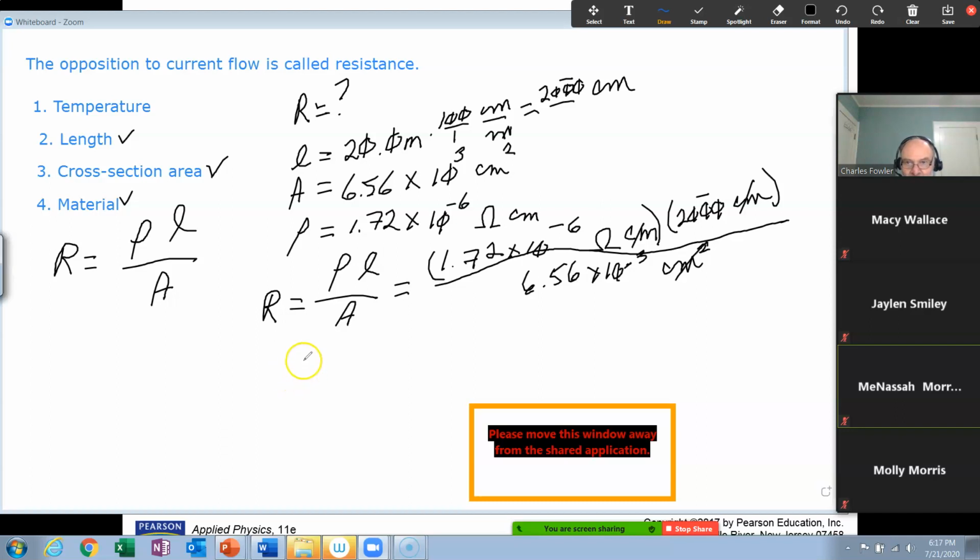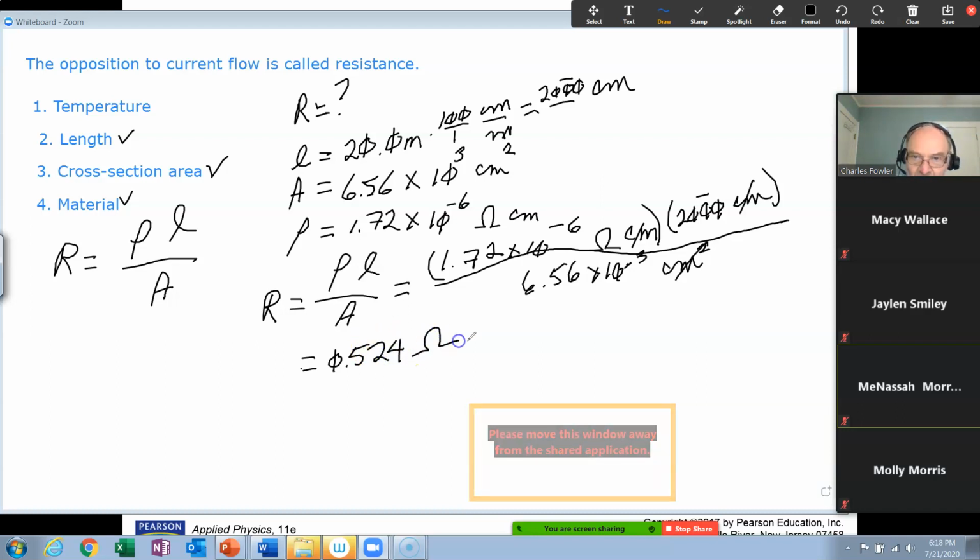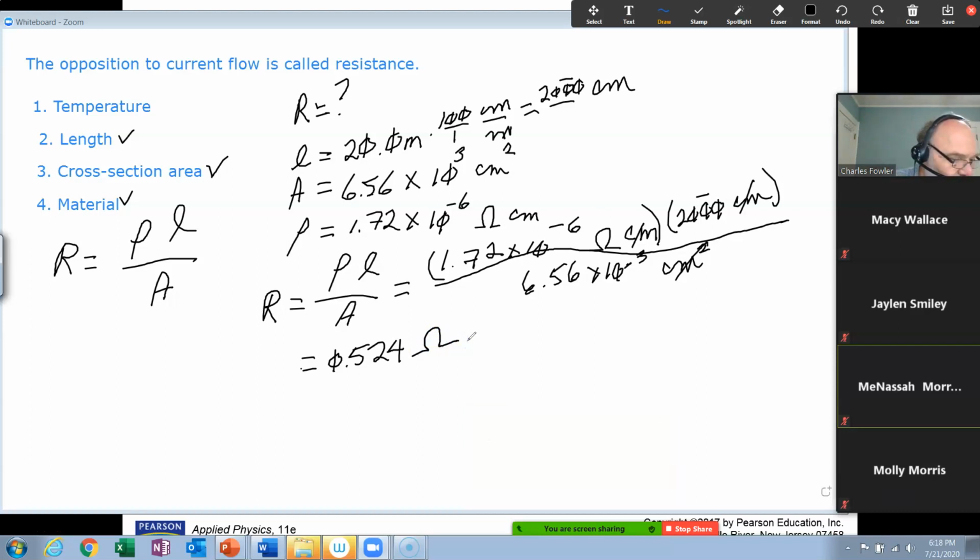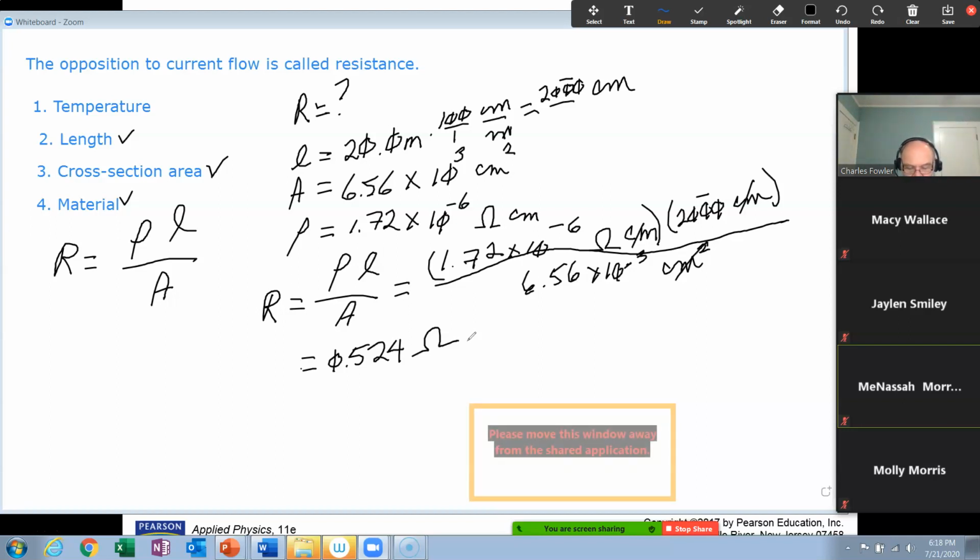Equal to 0.524 ohms. That's what's left, ohms. A little more than half an ohm. Okay? And that's what the book got to. Good for them. Any questions on that? Did you follow what I was doing and why I was doing it?